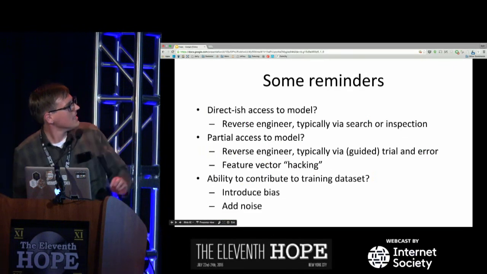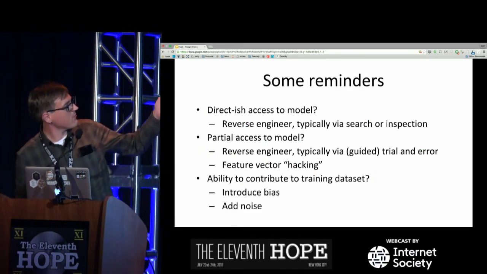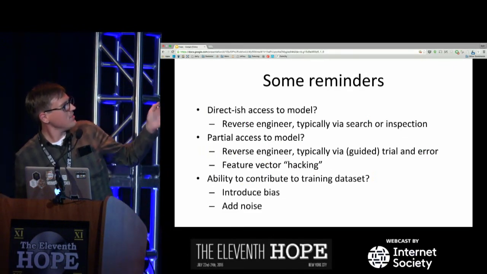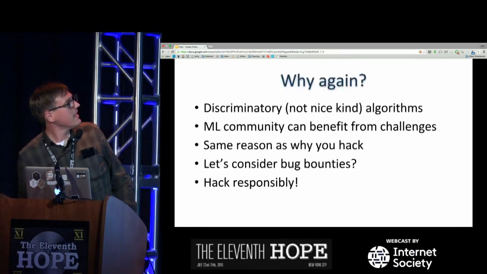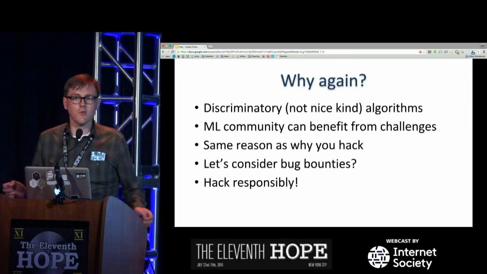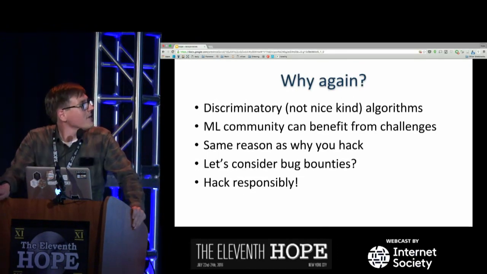So just some quick reminders. If you've got direct access to a model, maybe you can reverse engineer. If you have partial access, you can try, through trial and error, to figure out something about the system like we did there. If you want to directly attack it, maybe you can introduce bias, especially if you add noise to the data set. Why again? Discriminatory, not the nice kind, is going on. The machine learning community can definitely benefit from challenges.